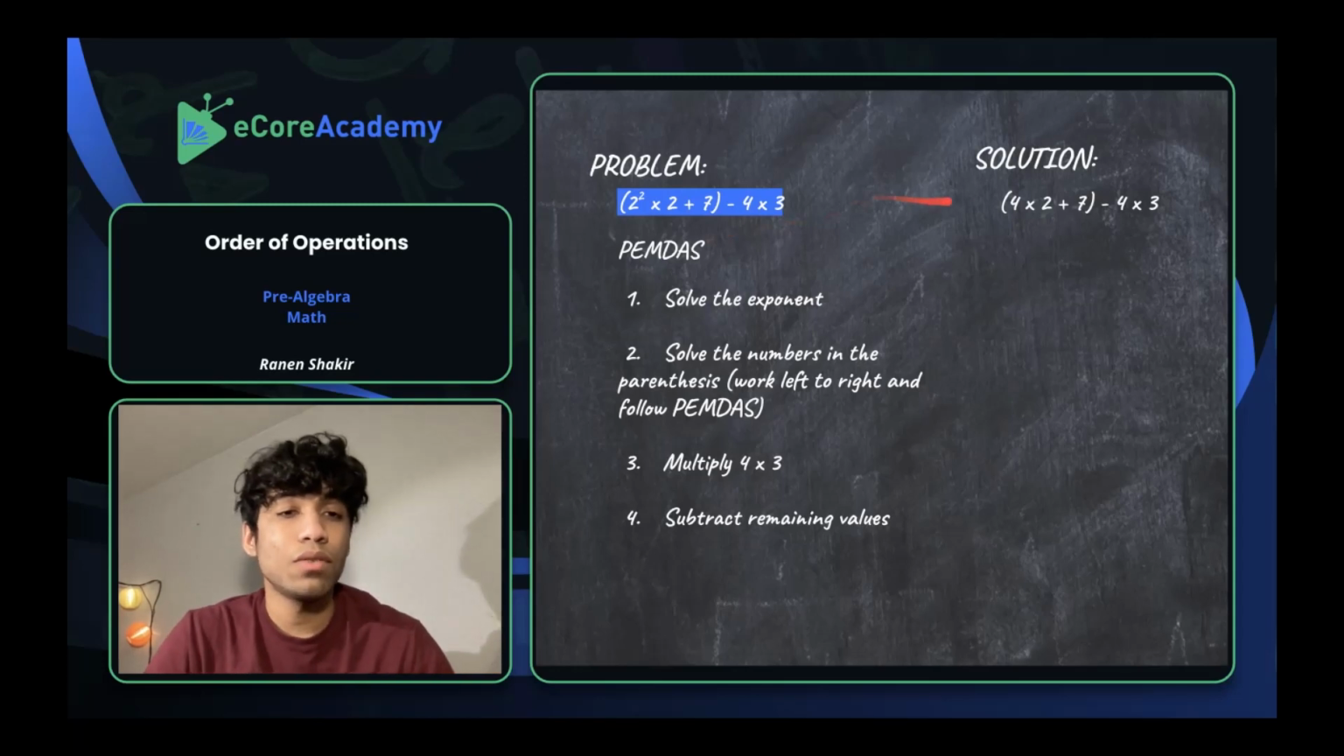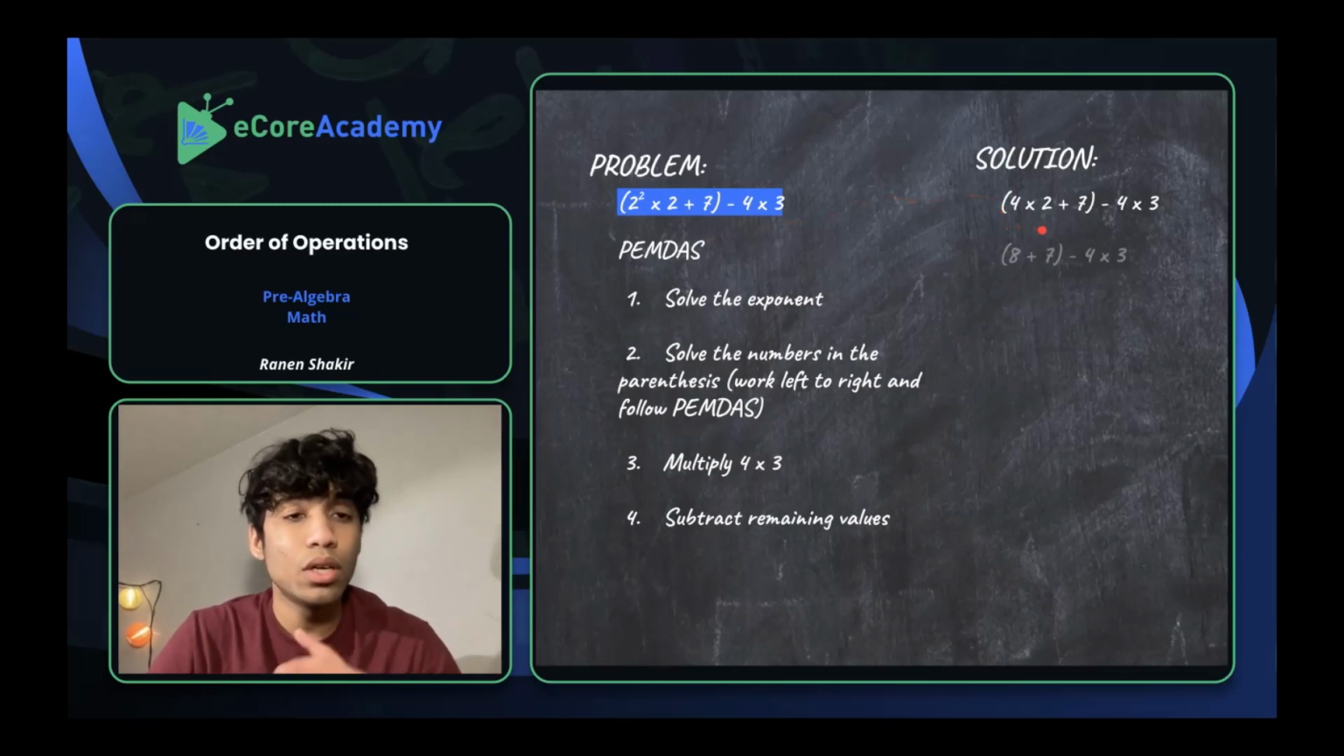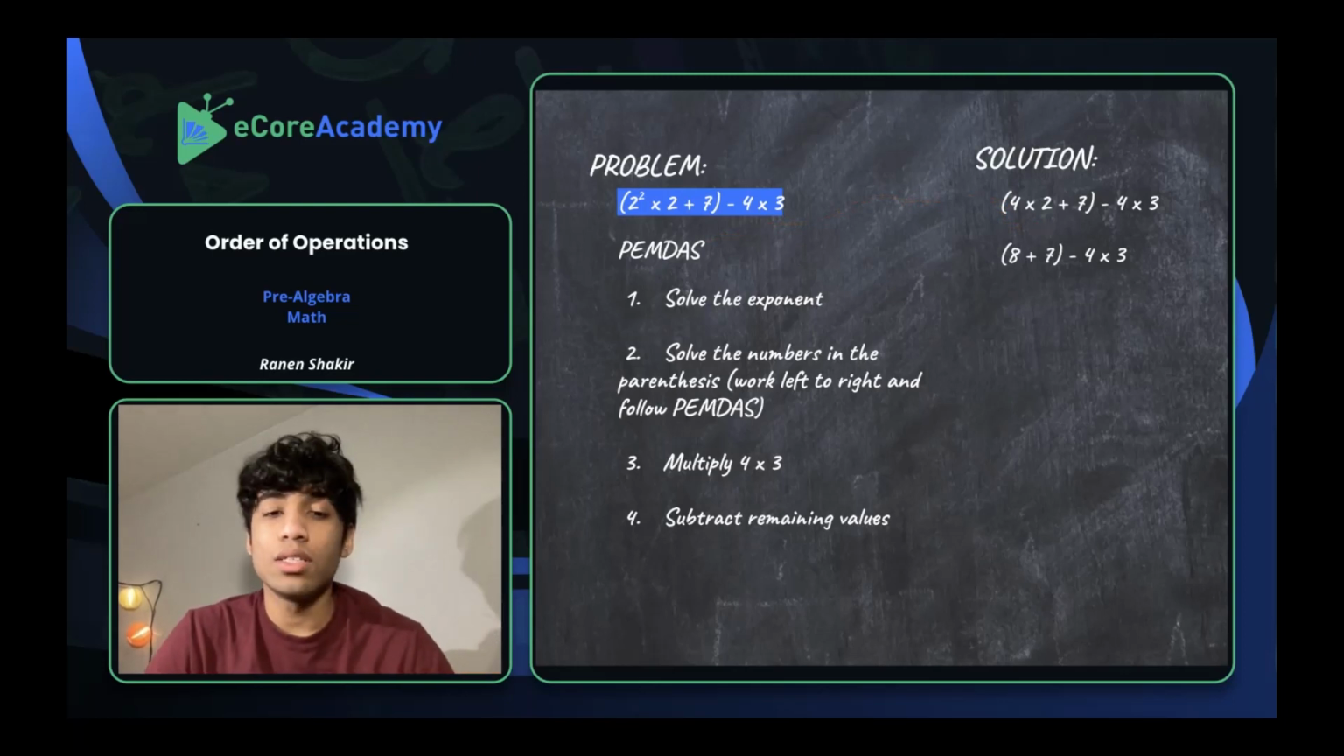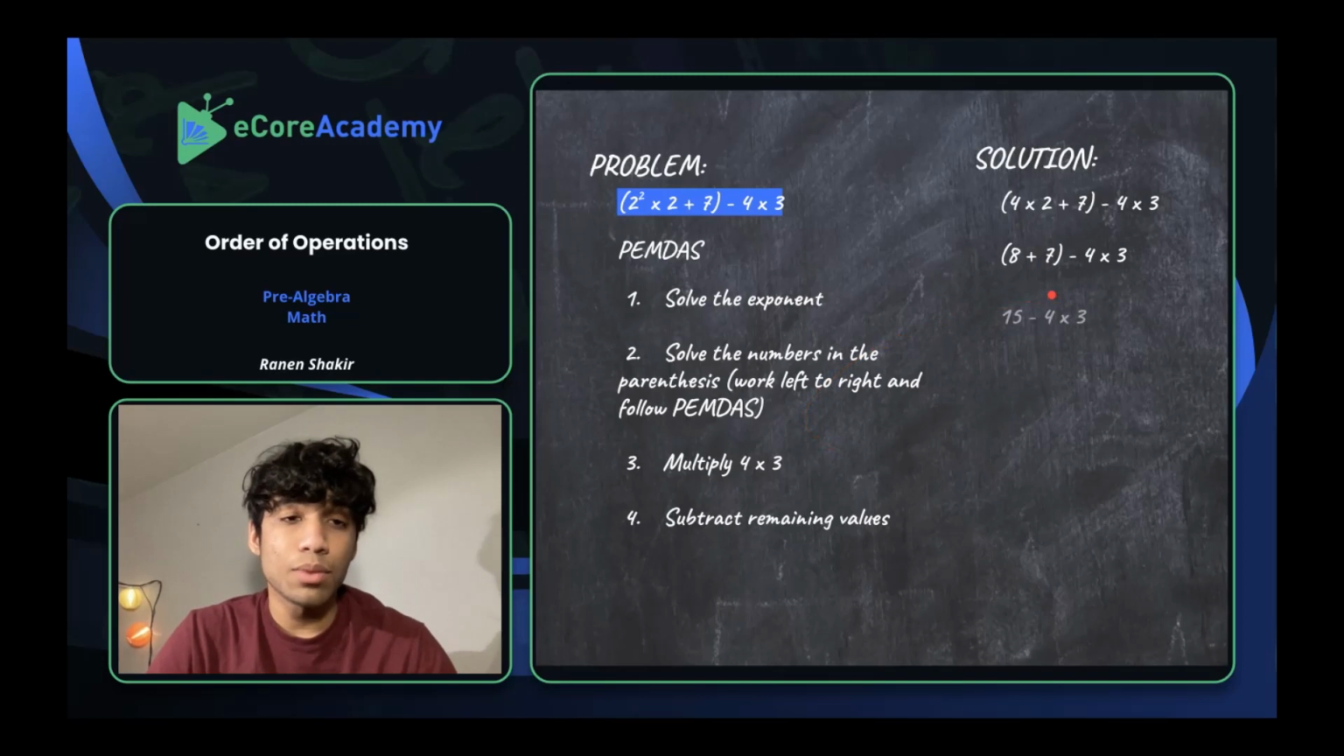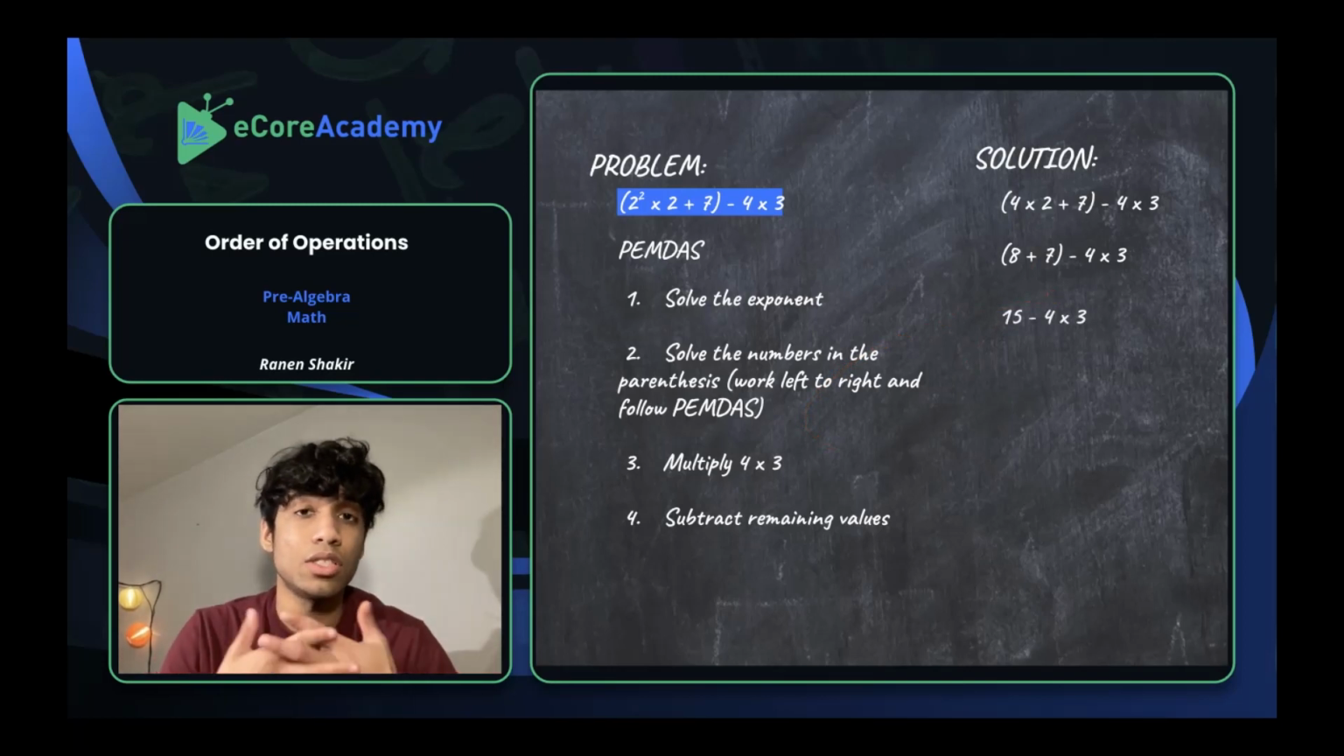So we did that. Now we have to do PEMDAS from left to right inside the parentheses. Once again, the first thing you have to do is multiply your 4 and the 2. You're going to get 8. 4 times 2 is 8. And then the final step inside the parentheses is to add 8 plus 7, which is 15. Now we can get rid of the parentheses because we're done with the operations inside of that.